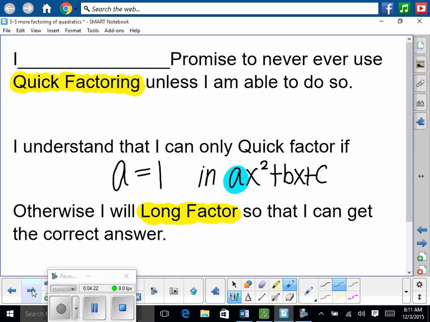Okay, so now we're going to take a little vow as a student that we will not quick factor unless we can. Because that's why I didn't just teach you that yesterday. I don't say, hey, if you have these kind of problems, just quick factor, because then students don't learn how to long factor. And you have to long factor if A is not equal to positive 1.